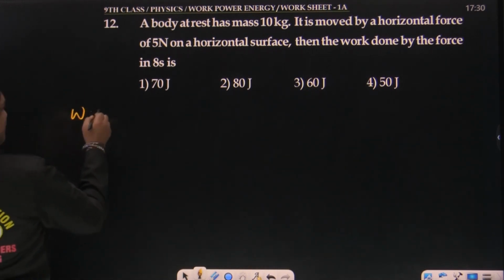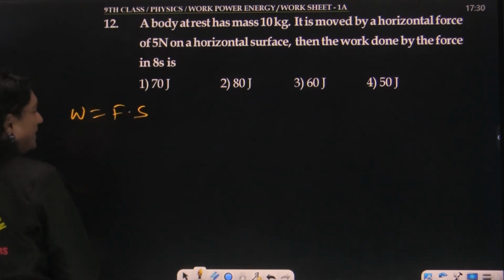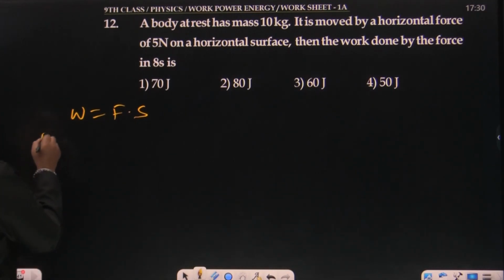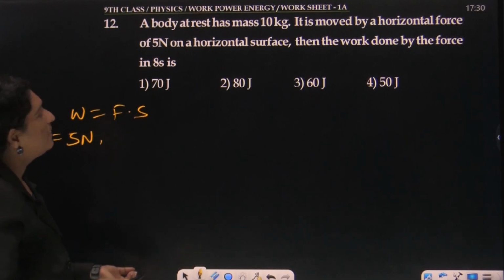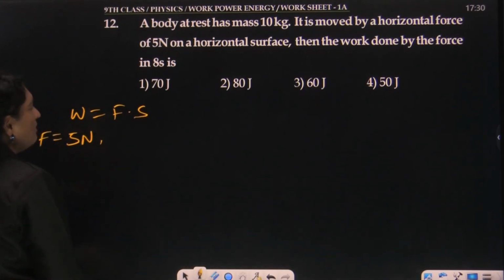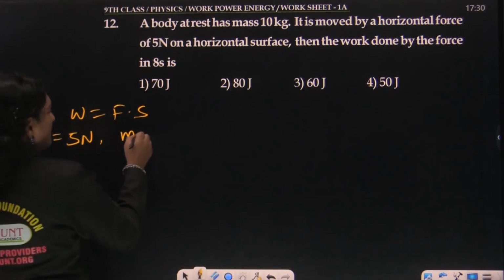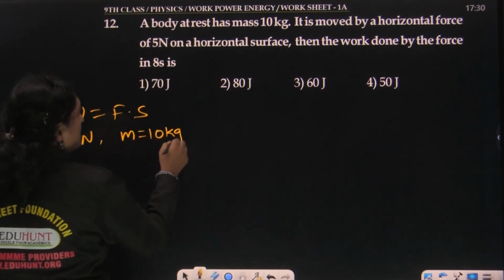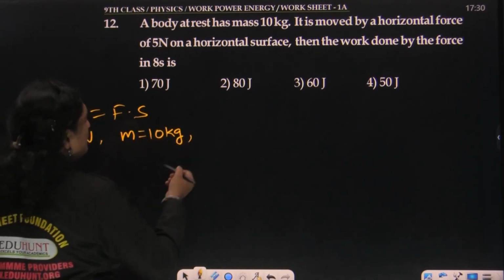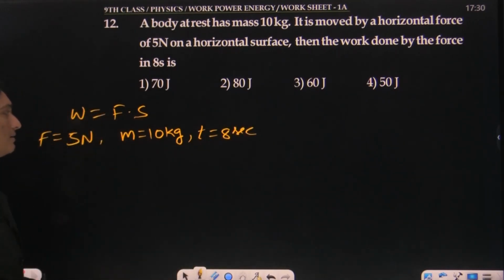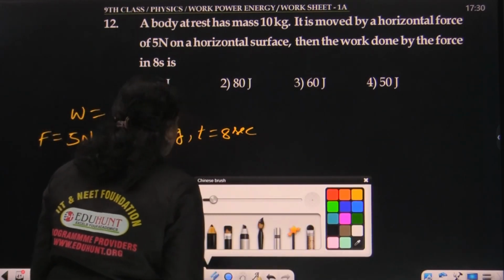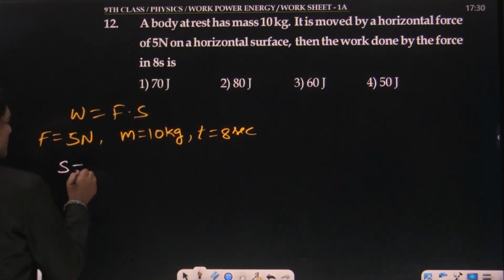Generally, we know the work done formula is F dot S, where the value of force itself is given as 5 Newton. But what about the displacement? The value of displacement is unknown, whereas the mass of the body is given as 10 kg and time is given as 8 seconds. So, using the kinematic equation we have, S is equal to ut plus half at square.